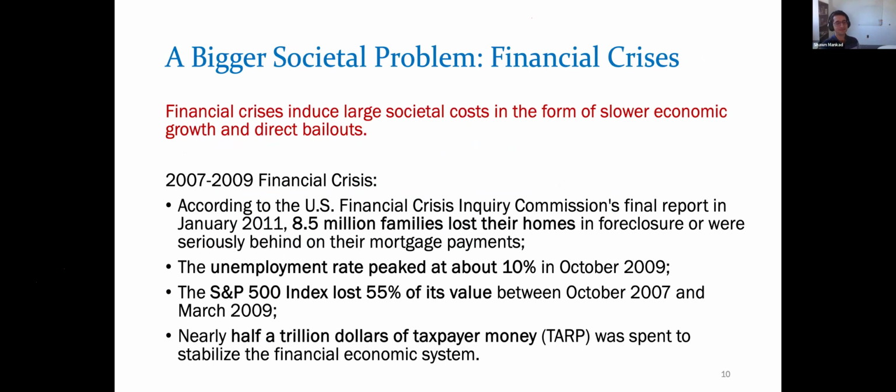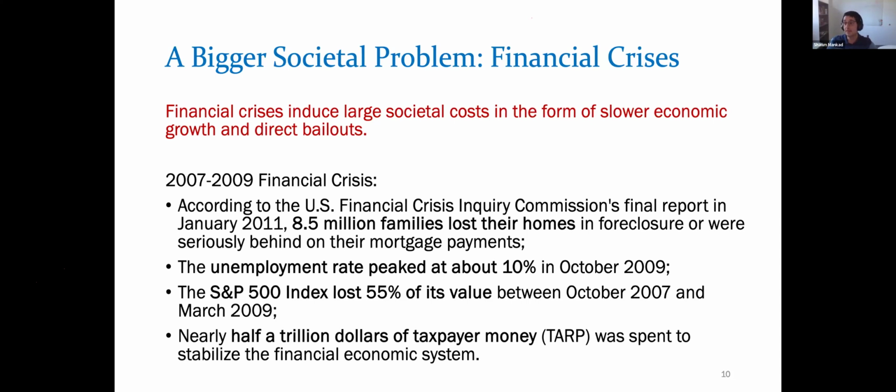Okay. I think an even bigger problem than potential foodborne illnesses, right? Which is very unpleasant, but usually doesn't kill people or anything. I mean, in extreme cases it can, but it's not very common. A much bigger societal problem is that of financial crises. And why is this a problem?